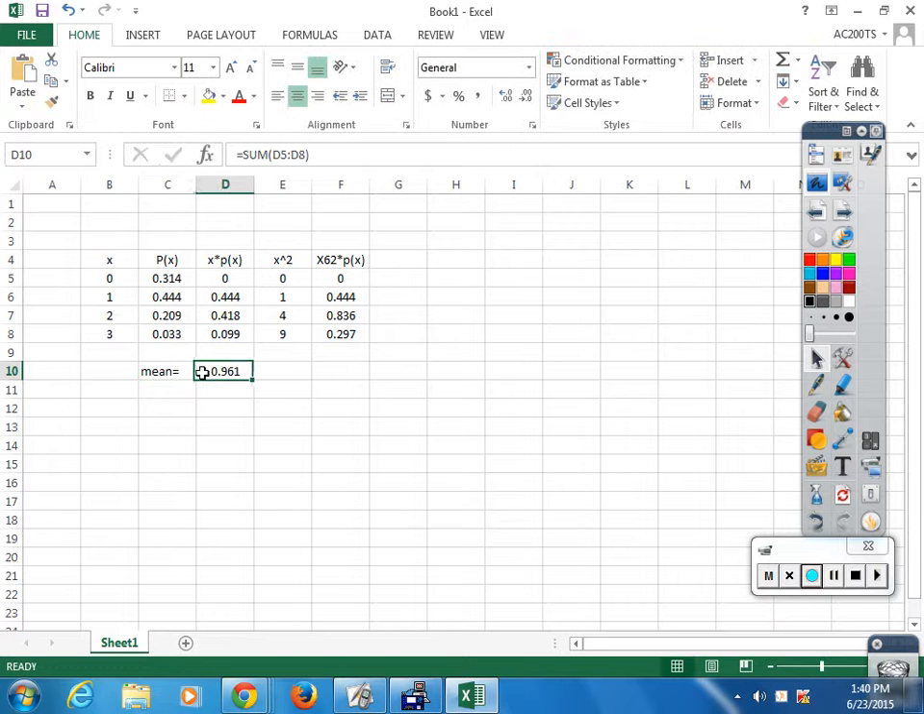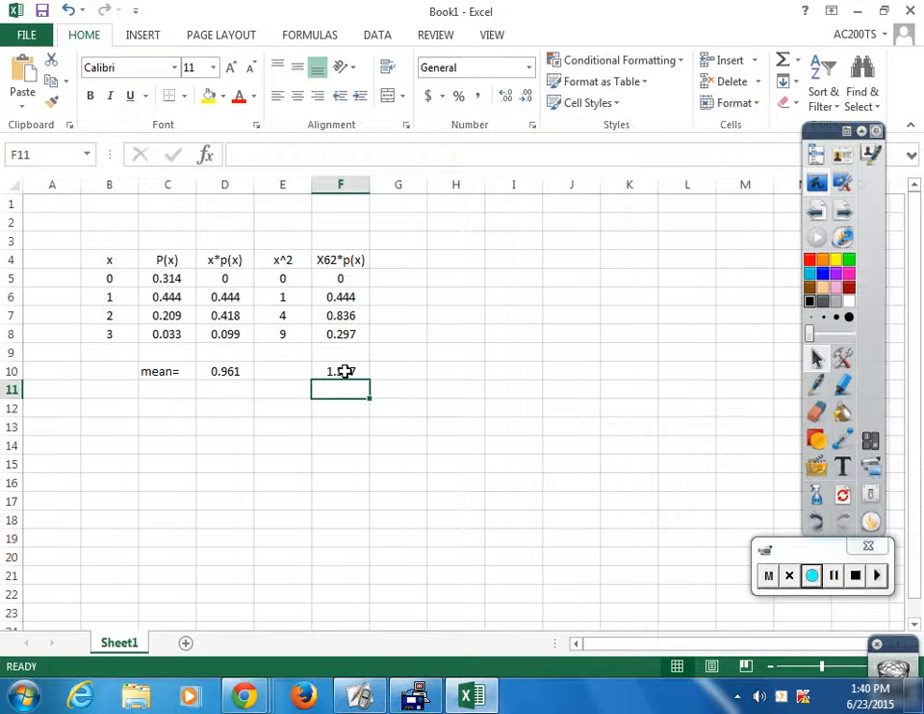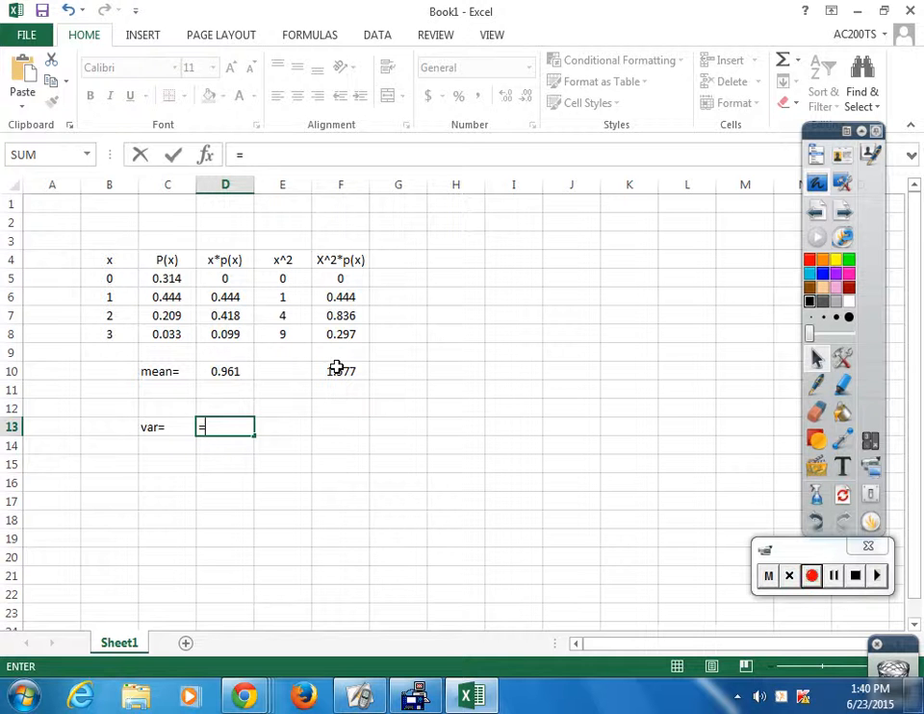Hopefully by the end of the semester y'all will be talking to me. What else do we add up? X squared times P of x. But that's not anything by itself, we're going to use it in the formula. And the variance is equal to, what's the variance equal to? You have to take this number right here, 1.577, and subtract what? The mean squared.